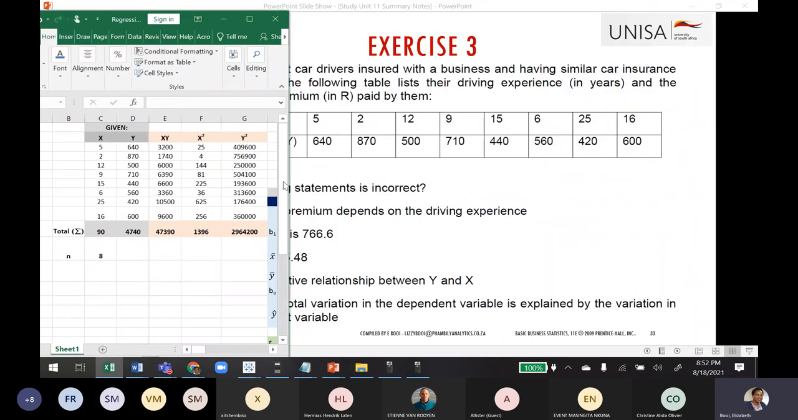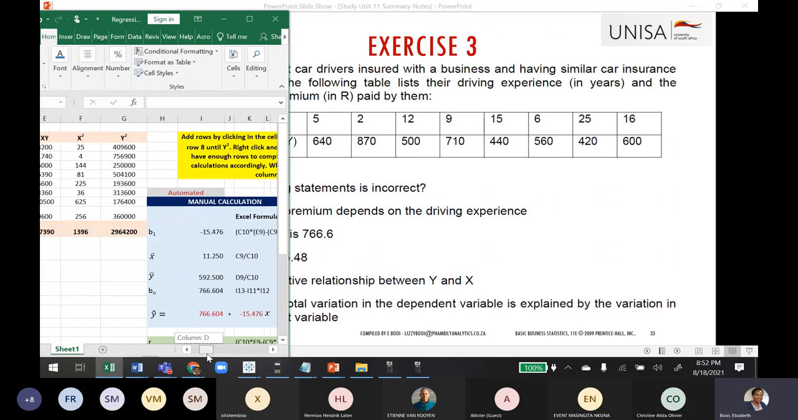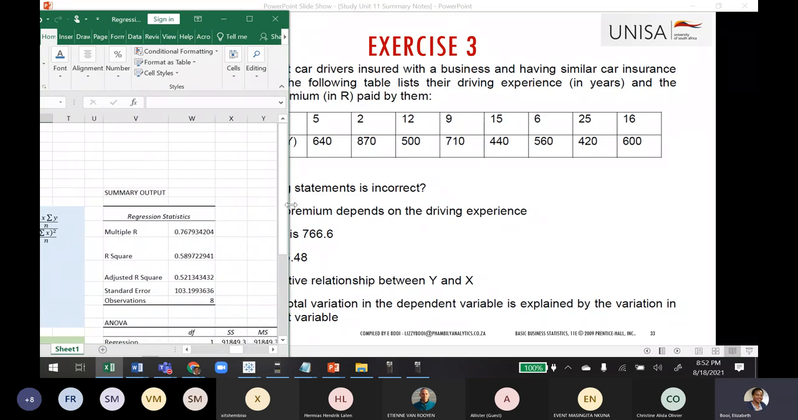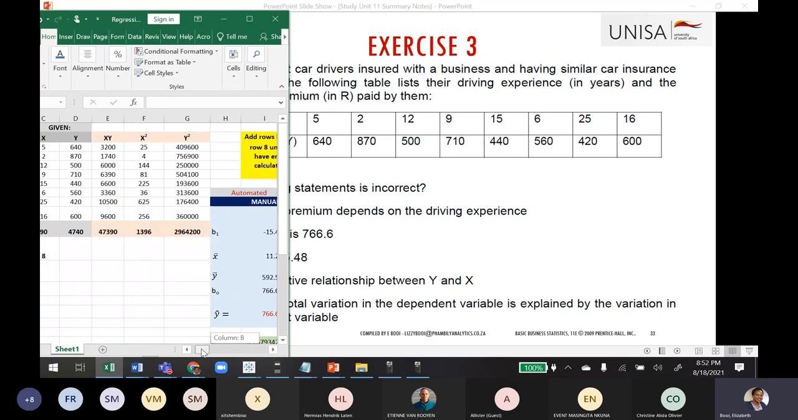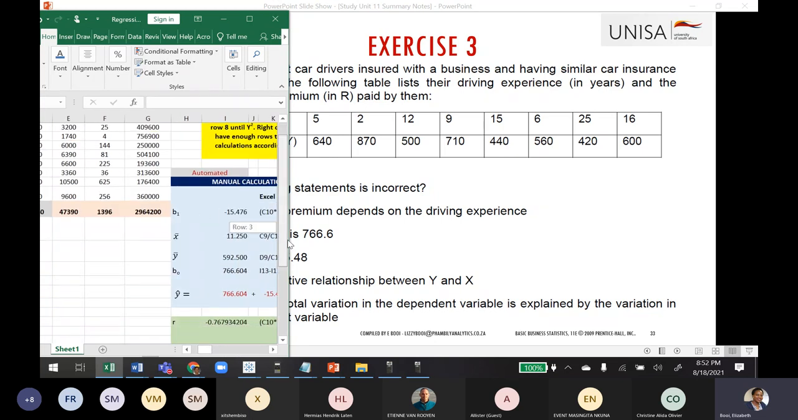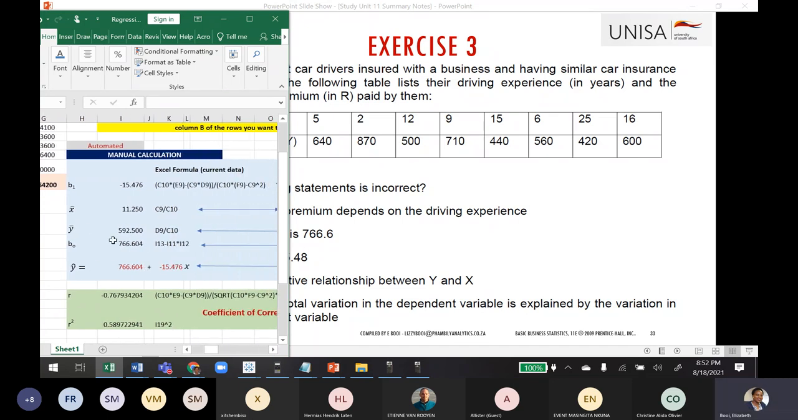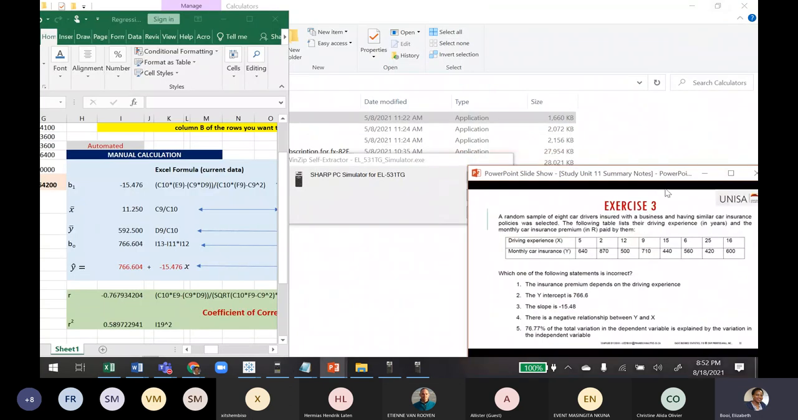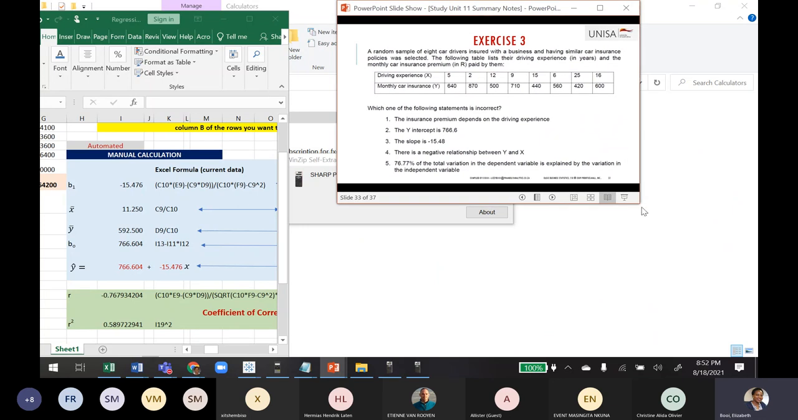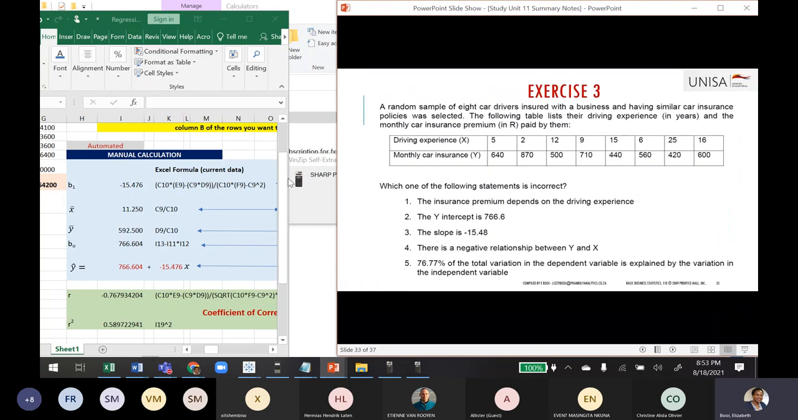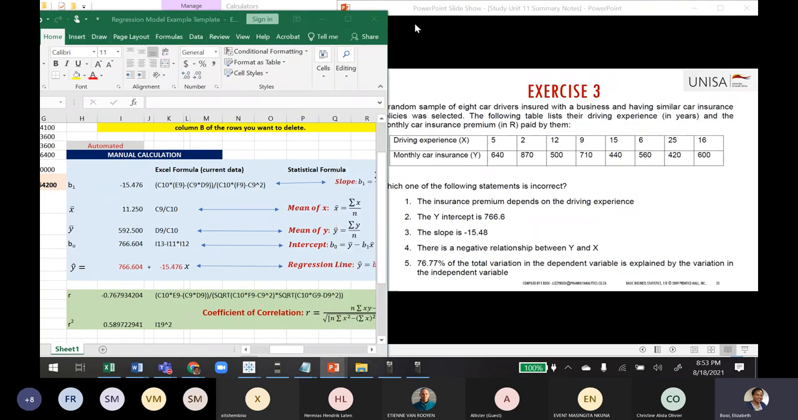Okay, so let's go answer the question that we were given. So we can either use the output of Excel, or we can use the manually calculated values, which we have in front of us right here with the regression line. So we have our regression line, we have our slope, we have our mean, our intercept, and we have our coefficient of correlation and our R squared. So just gonna make this fit so that everything is visible.